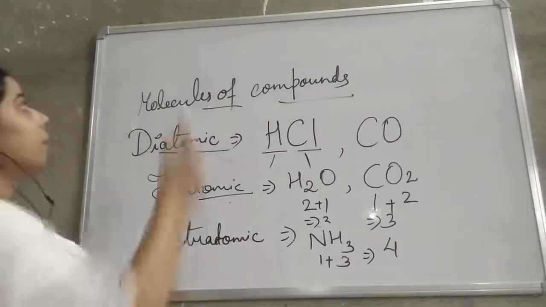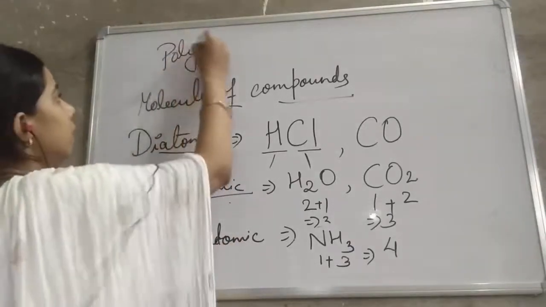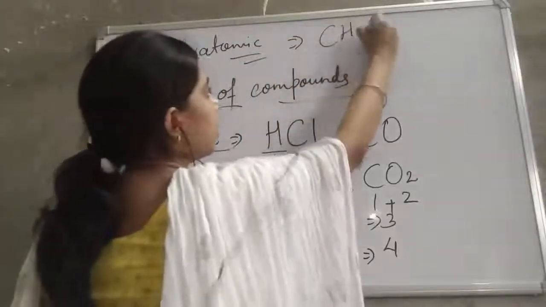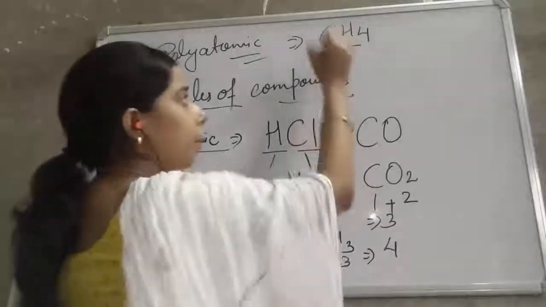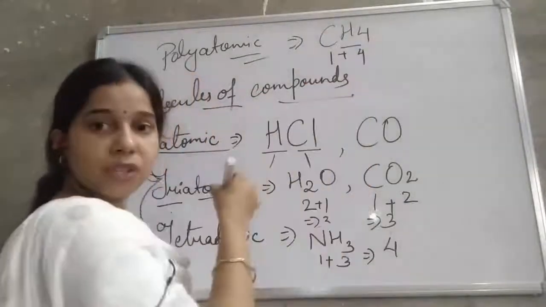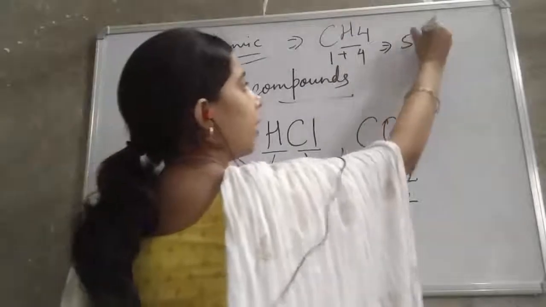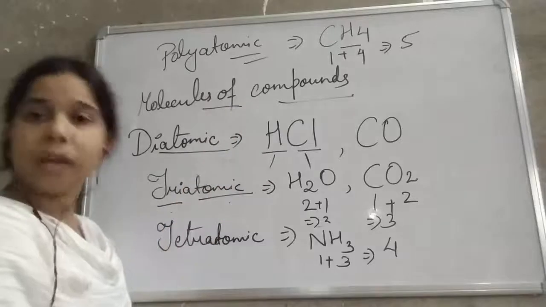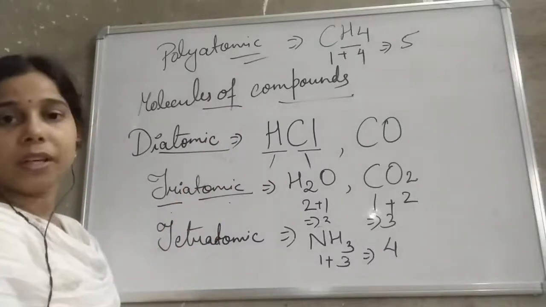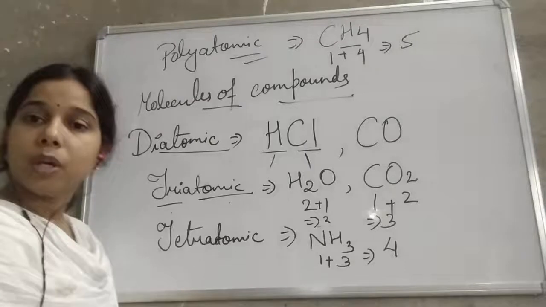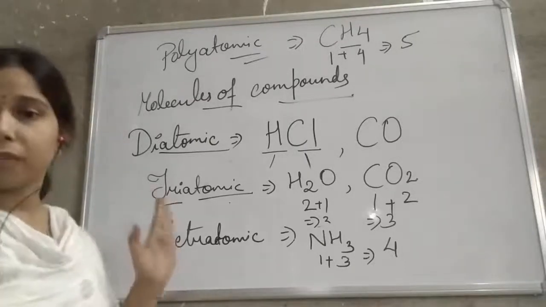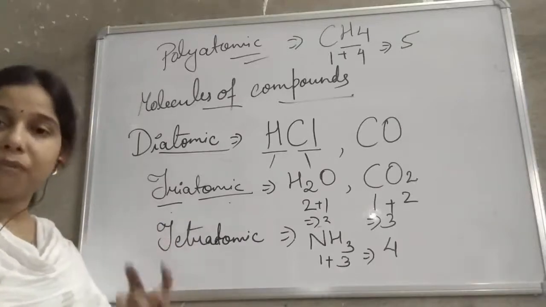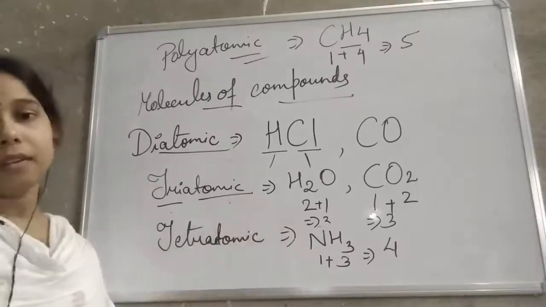Then polyatomic. In this we can use an example, CH4. Here 1 carbon and 4 hydrogen atoms give 5 atoms in the molecule of the compound. So this is the polyatomic molecule of the compound. These are the different molecules of the compounds which we have categorized on the basis of the number of atoms present in them.